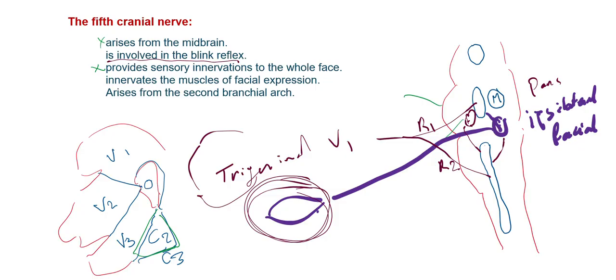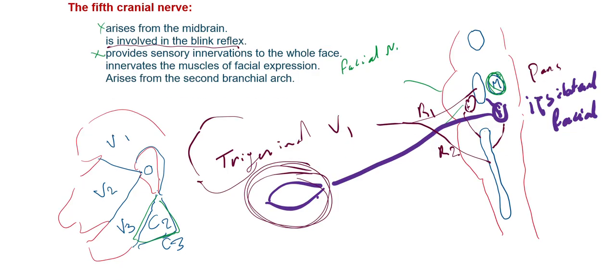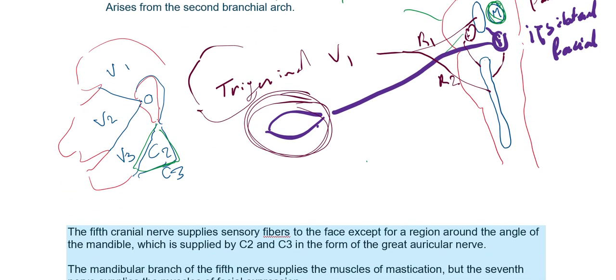Option 4, innervates the muscles of facial expression. So muscles of facial expression are supplied by the facial nerve, not by the trigeminal. So what's the function of this motor nucleus of the trigeminal? It supplies muscles of mastication, not muscles of facial expression.